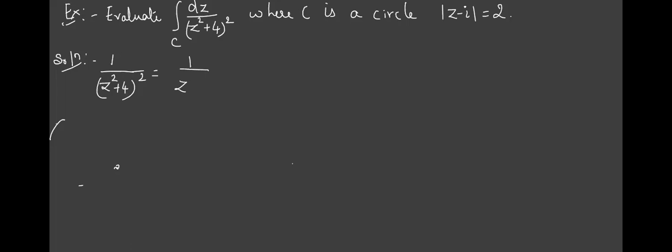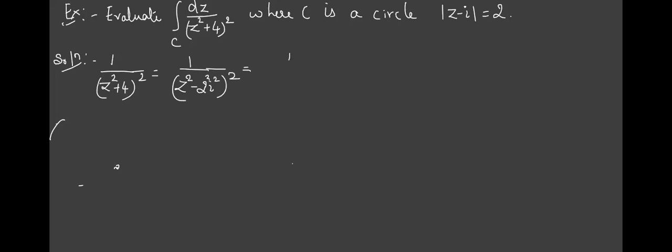The denominator is in quadratic form, which can be written as z square minus (2i) the whole square. And this power 2 should be continued as it is, because i square is minus 1, so it will balance it as plus. Now, this is in the form a square minus b square, isn't it?